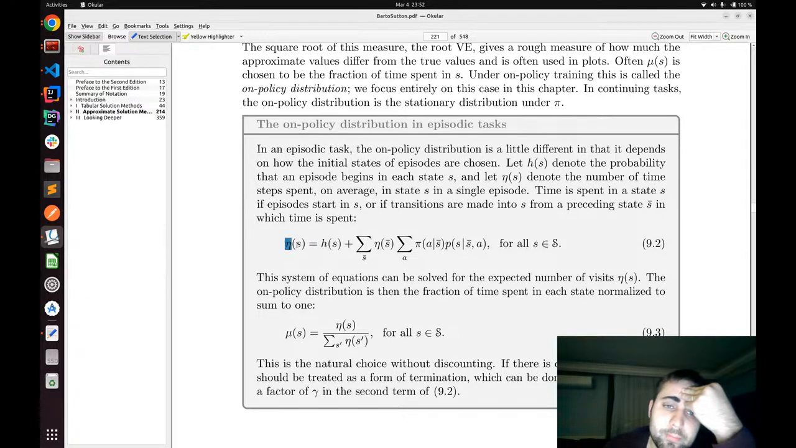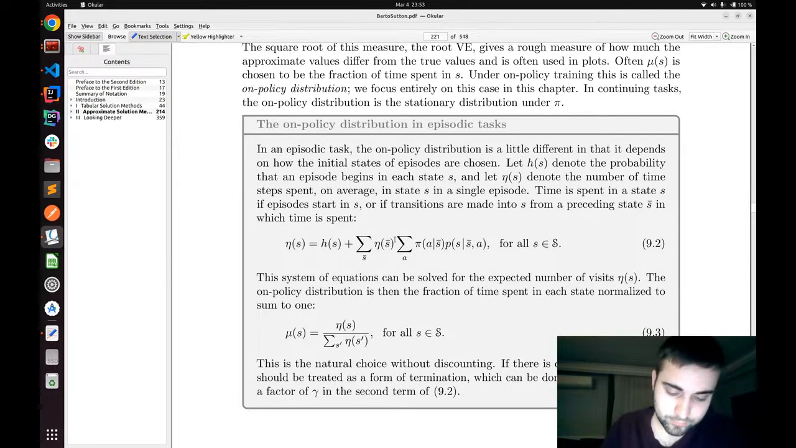So the time steps spent on average in a state S in a single episode equals the probability that an episode begins in state S, plus going through all the previous states from which it can be transitioned into S, and then the probability, and then all actions with which we can.